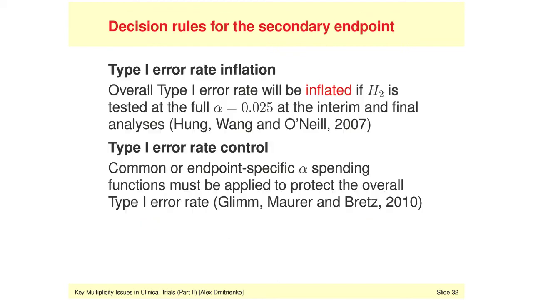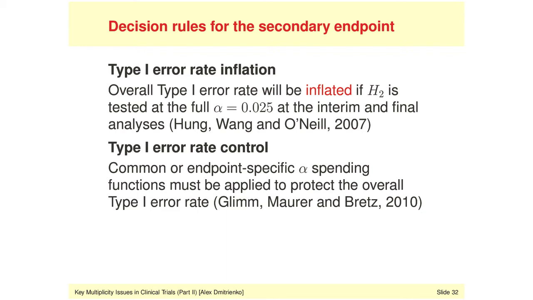It turns out, and this was actually anticipated, that the naive approach that we presented on slides 30 and 31 does not protect the overall alpha level across the two endpoints. What we need to realize here is that even though the null hypothesis H2 will be tested only once in an actual trial, there's always a possibility that it could be tested either at the interim analysis or at the final analysis.